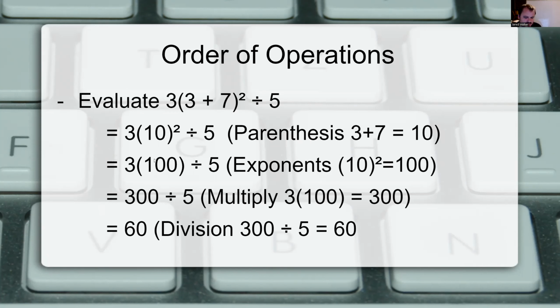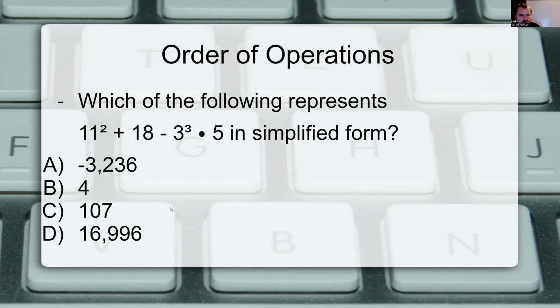And then we have 3 times 100 divided by 5. Which one do we do first? Remember, with multiplication and division, you just work from left to right. So 3 times 100 is 300. And then you divide by 5, and then you have 60.